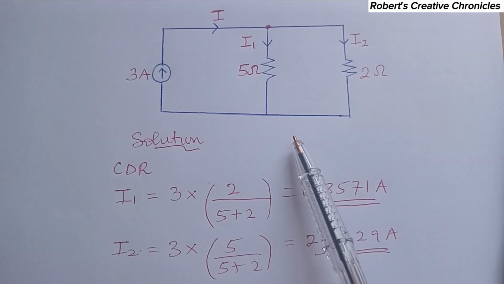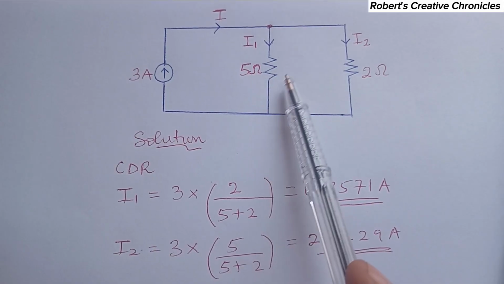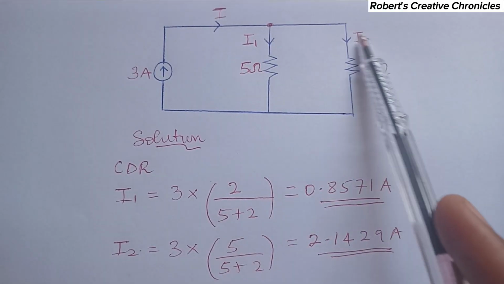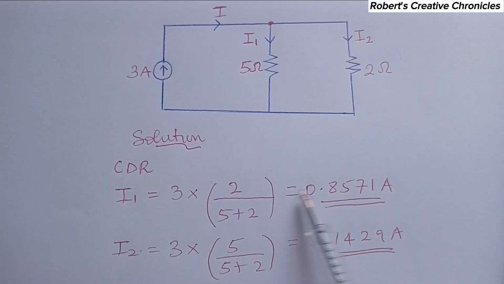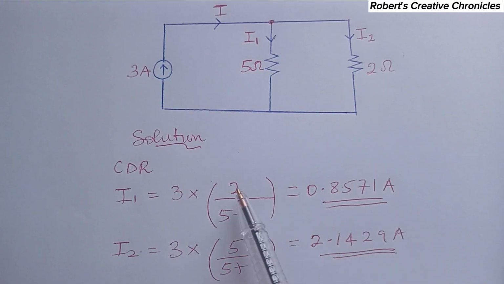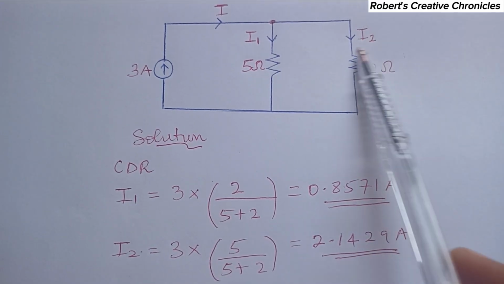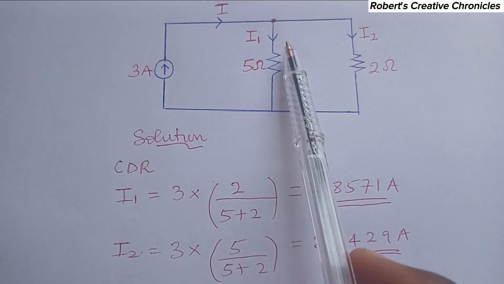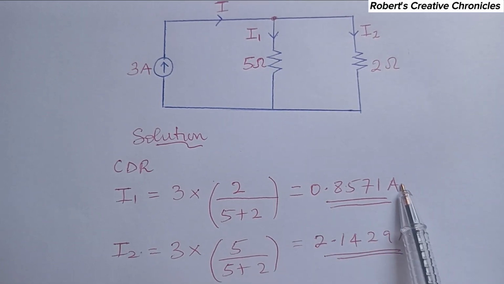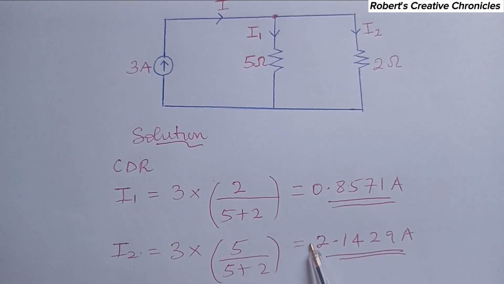And we know that the higher the resistance, the lower the current that flows through it, because the resistance will be more. So this one is a 5 ohm resistor. The current I1 should be less than the current that will flow through the 2 ohm resistor. That is why I1 is 0.8571, because the resistance is higher here, and I2 is higher, because more current will be able to flow through lower resistance, and less current through higher resistance. So more resistance here, that's why it's 0.8571, and the lower resistance here, which is 2, made the current higher, which is 2.1429.